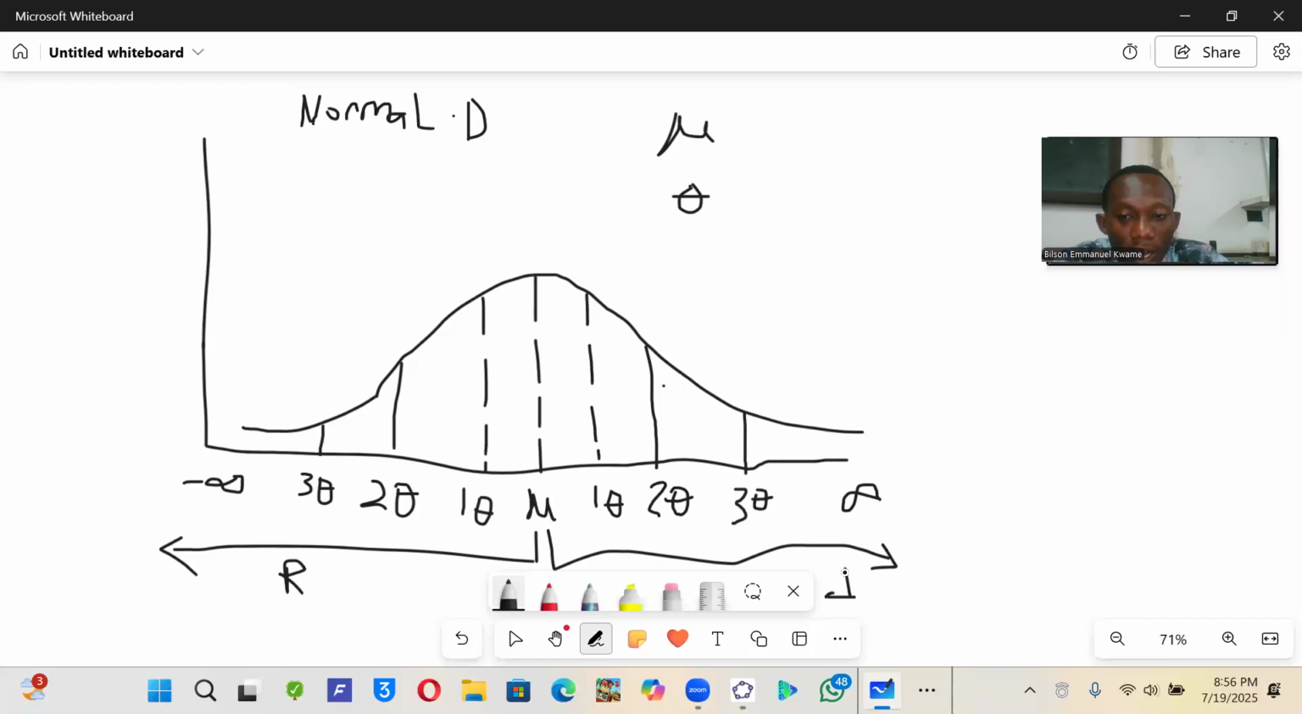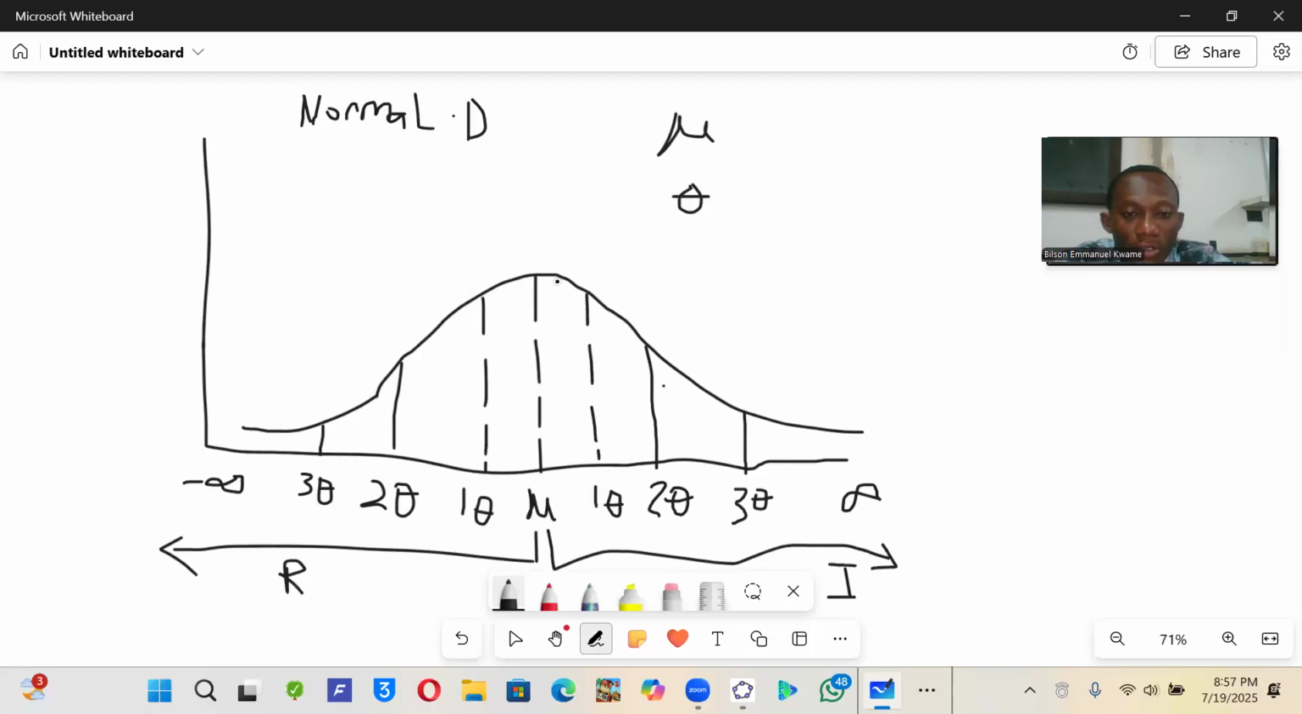So let's do a recap so far on what we've done. The recap so far is that whenever a normal distribution is given, one thing that I want us to note is that the mean is in the middle. The mean is in the middle.